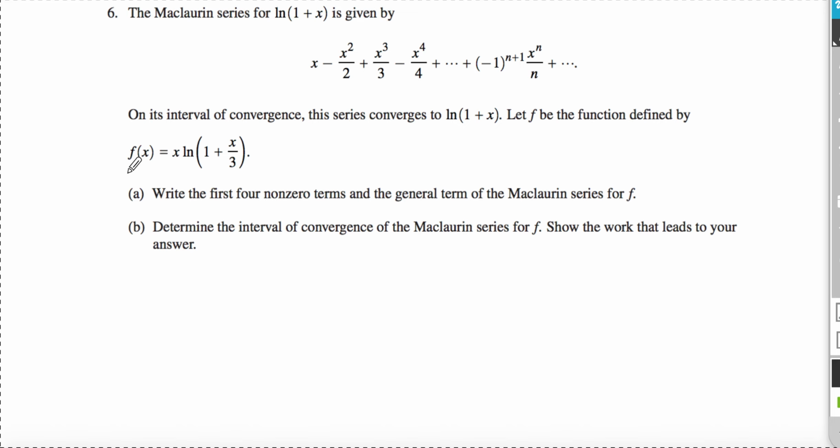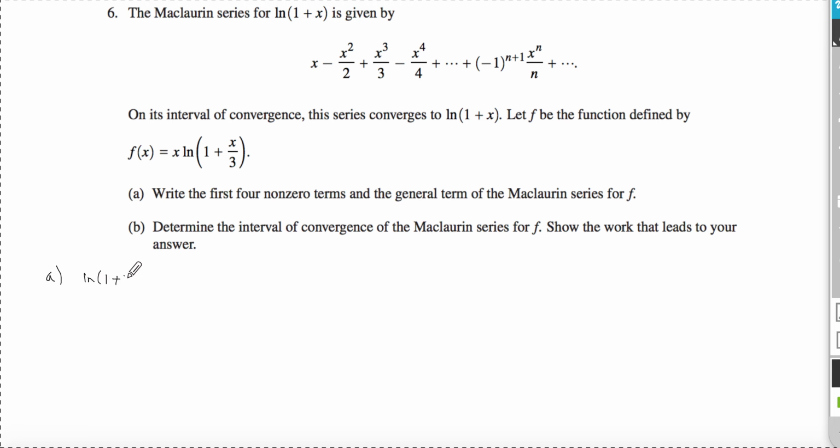Let f be the function defined here. And we want to write the first four non-zero terms and the general term for the Maclaurin series for f. Remember, a Maclaurin series is a Taylor series centered at x equals 0. So, part A: we want to write the Maclaurin series for f. F looks a whole lot like what they give us up here. So let's do what we've done before in some of our previous problems. Let's copy down what we know.